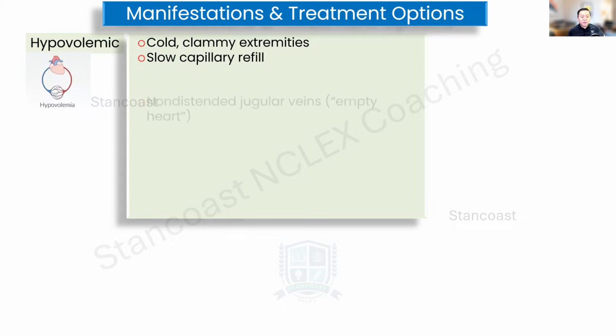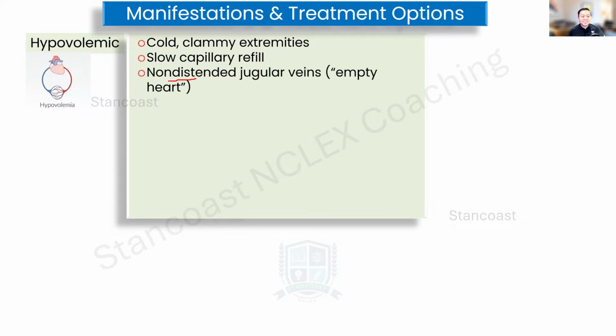Now, we're going to talk about the non-distended jugular veins. Why? The patient here will have non-distended jugular veins. So this time, it's the exact opposite. You will not see the JVD. Why? Because the body is deficient of fluid. There's nothing really to cause congestion in the venous circulation. So this is what we refer to as empty heart. The body is actually depleted of blood, depleted of volume. And so there's nothing to congest the jugular vein.